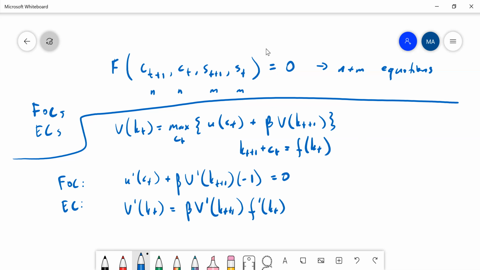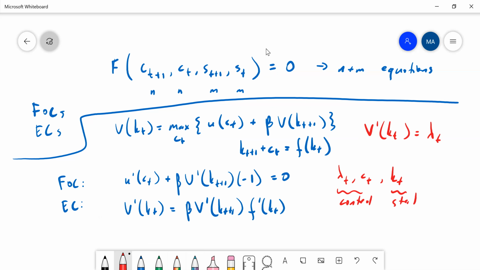As you know, you can replace V prime of k t with, say, lambda t. Then you have two control-like variables, right? Lambda t and c t, and one state variable. So these are your controls, and this is your state. And then you have three equations, 1, 2, 3. Okay, so these 1, 2, 3 are in your F. So in this particular example, you have n equals 2, m equals 1.